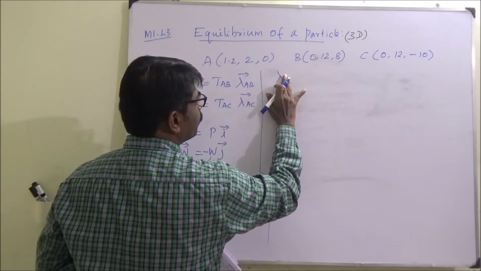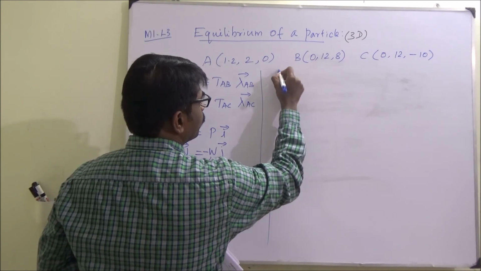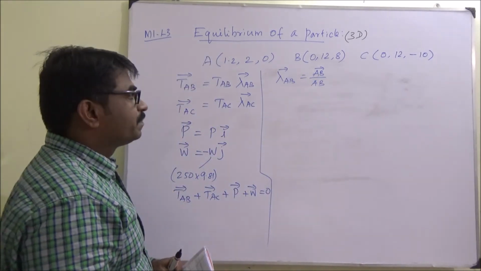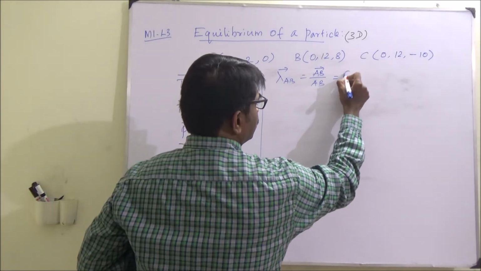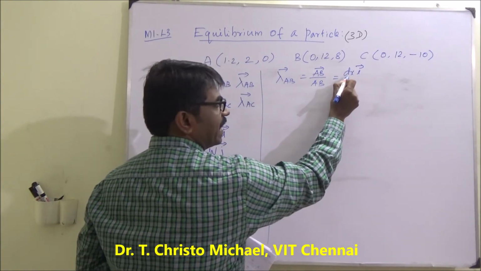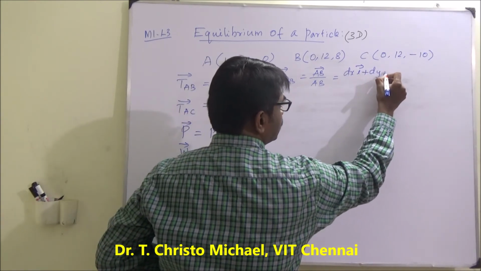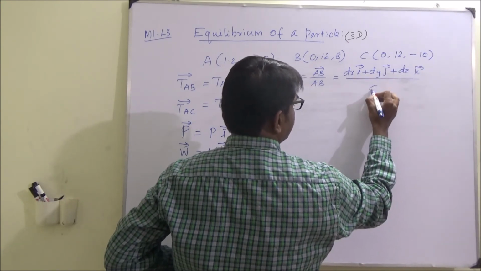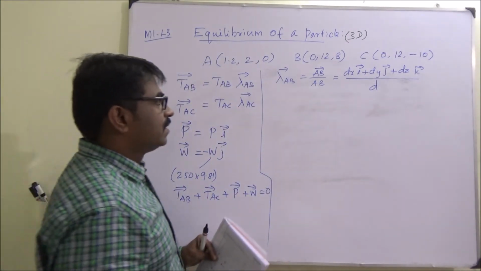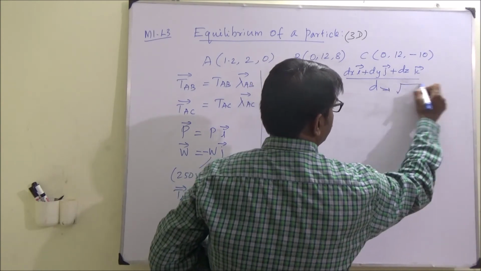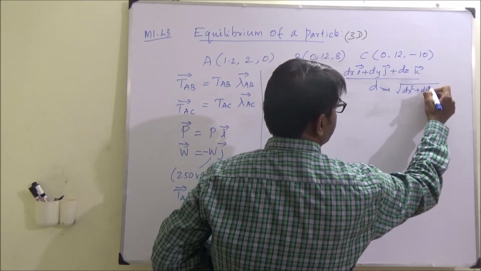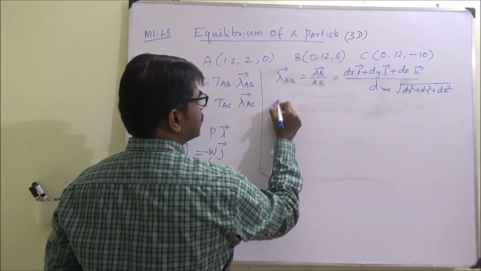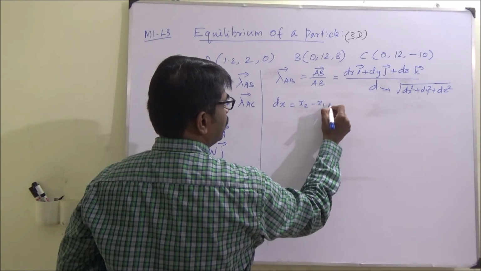Lambda AB vector is AB vector divided by AB. So what is this AB vector? It is x distance i vector plus y distance j vector plus z distance k vector, divided by the AB distance. So what is this d? Under root dx square plus dy square plus dz square. So now what is dx? dx is x2 minus x1.